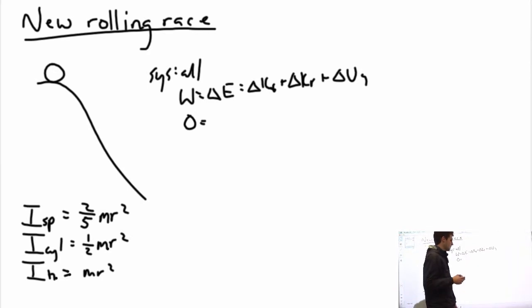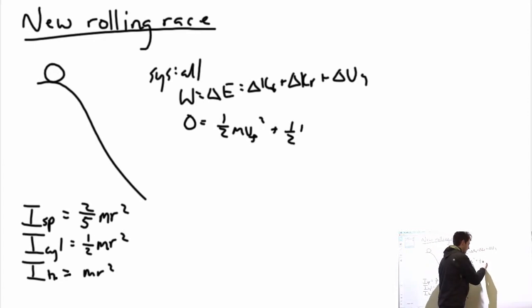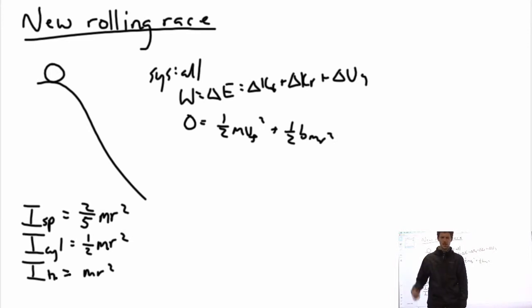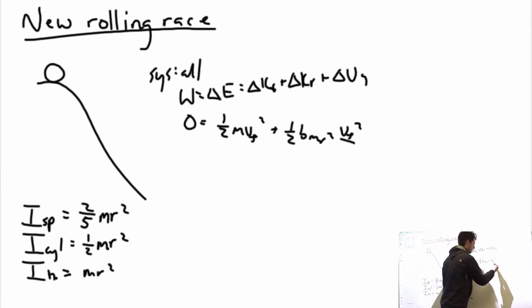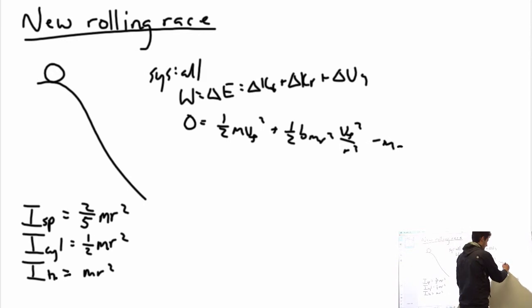If we write this out, just in terms of V final, we get a 1/2 m V final squared, plus a 1/2 I, which we're calling b mr squared, times omega squared, which we're going to use the rolling condition to say equals v squared over r squared. So I'm going to say v final squared over r squared. Then for delta UG, I know it has to look like mgh, and since it's falling down, there's going to be less and less potential energy, so it should be negative. So I'm going to say minus mgh.